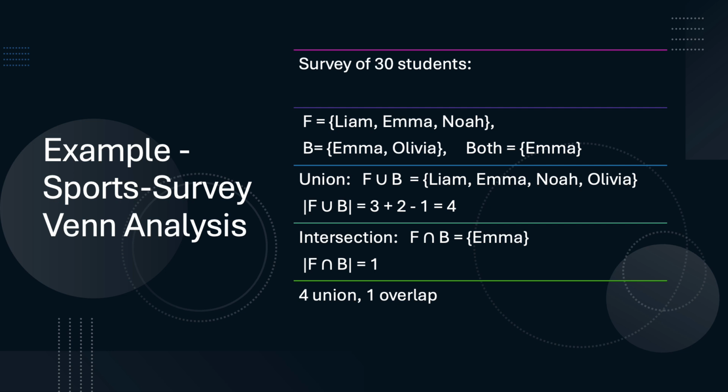The union of F and B gives us everyone who likes at least one of the two sports, and the intersection gives us students who like both sports, in this case, only Emma. This kind of analysis is helpful in many real world situations like planning schedules or understanding shared interests.